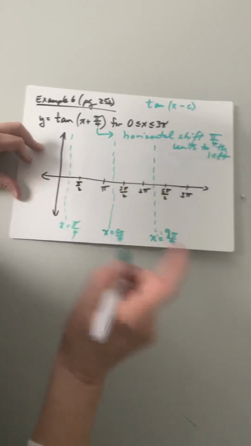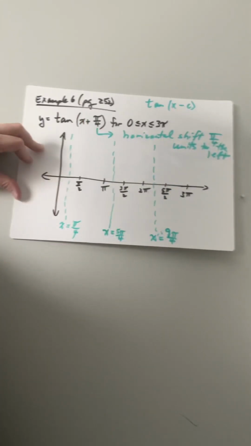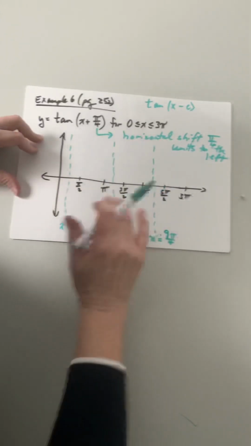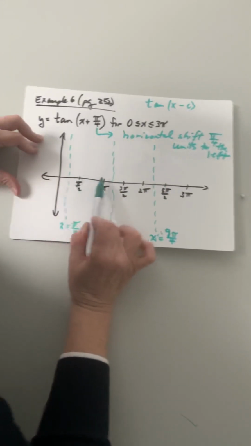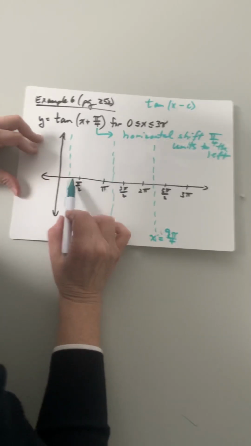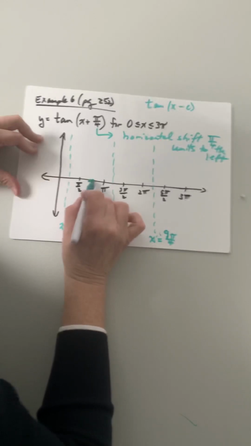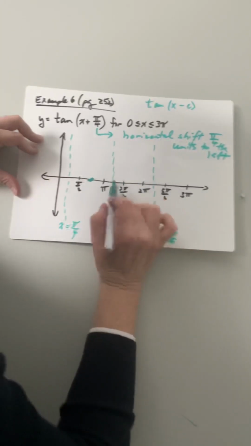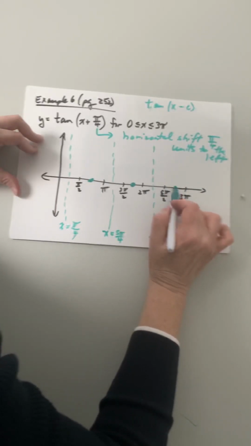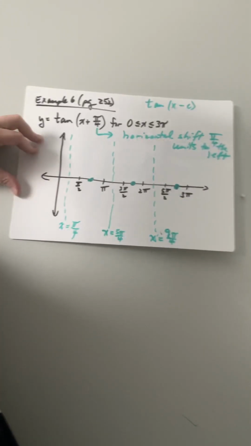All right, so what happens in between? There's no other transformations here. So remember we said it will cross the x-axis exactly in between the asymptotes. Okay, so that means it's going to cross exactly in between here, exactly in between here, exactly in between here. Those will be 3 points on our graph.